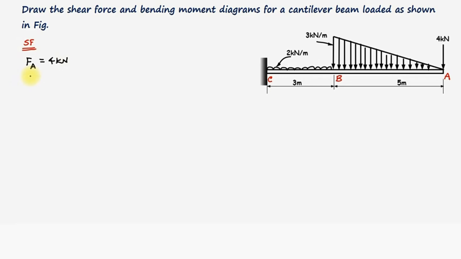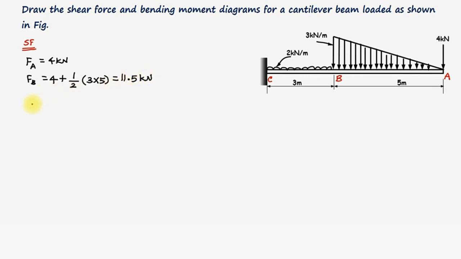Now coming to the point B. The shear force at the point B, FB, is equal to this 4 kilonewtons plus the total load of this triangular load. The total load of the triangular load will be the area of the triangle, 1/2 multiplied with 3 kilonewton per meter acting for a distance of 5 meters. On calculation, we obtain the shear force at the point B, FB, is equal to 11.5 kilonewtons.